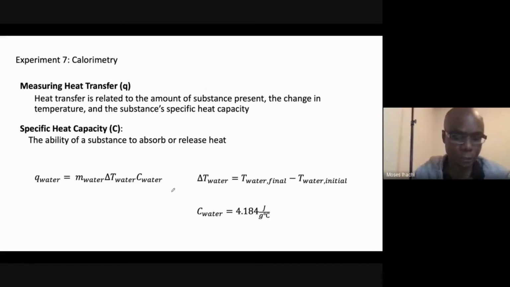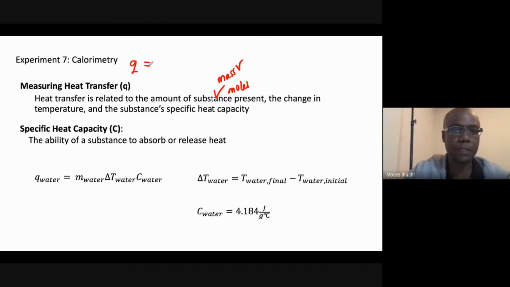Proceeding. So I defined Q as heat energy. It's the heat transfer and it's related to the amount of substance present. That's why we'll need to find the moles of the limiting reactant. And it's also related to the change in temperature and the substance's specific heat capacity. To calculate Q, we'll use mass, not moles, but eventually to calculate delta H, we'll need to use moles of the limiting reactant.